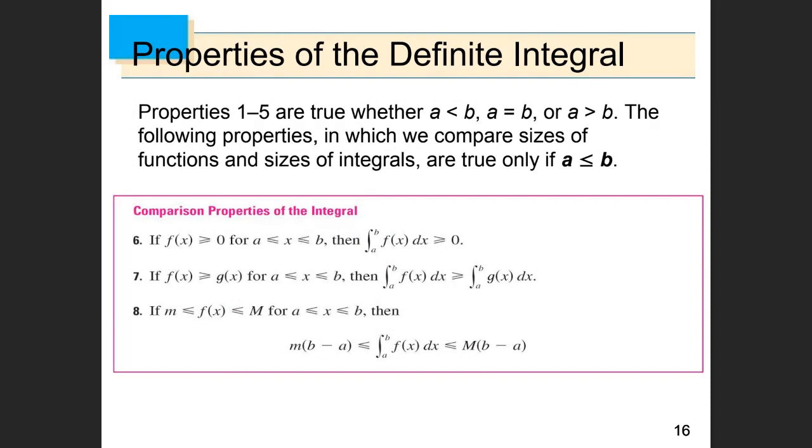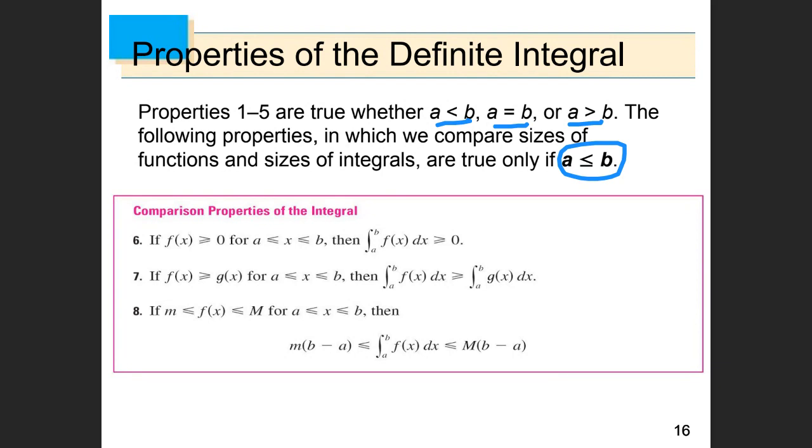All right, so let's look at more properties of the definite integral. The properties we saw before, 1 to 5, are true whether a is less than b, or a is equal to b, or a is bigger than b. Now, for these properties, we're going to stick to the fact that a needs to be less than or equal to b. So we call this the comparison properties of integrals.